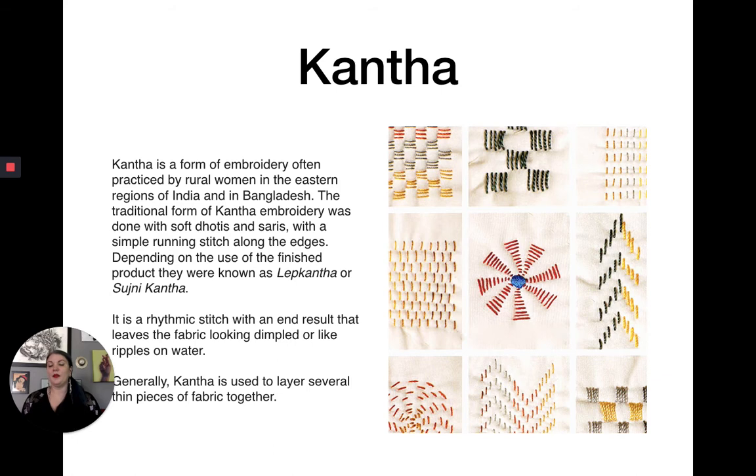Okay, it's a rhythmic stitch with an end result that leaves the fabric looking kind of dimpled, like ripples of water. Generally, Cantha is used to layer several thin pieces of fabric together. So here's an example on the side, and if you've ever seen old sari fabric, you see these kinds of patterns. It's generally very simple stitch work, but it's done in these rhythmic lines that cause the fabric to pucker and ripple. And as I say here, it's often used with several layers of fabric, so thin layers of old worn silk that are then stitched together. Cantha.